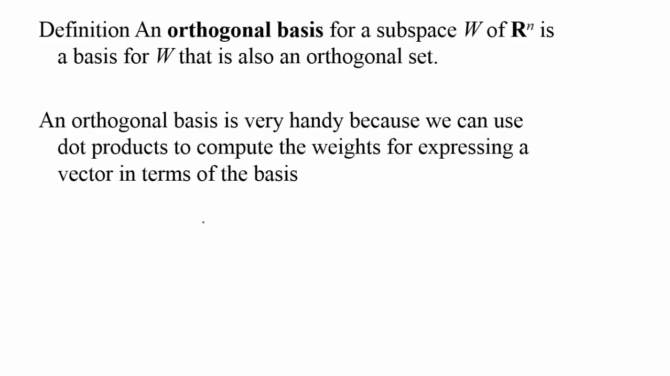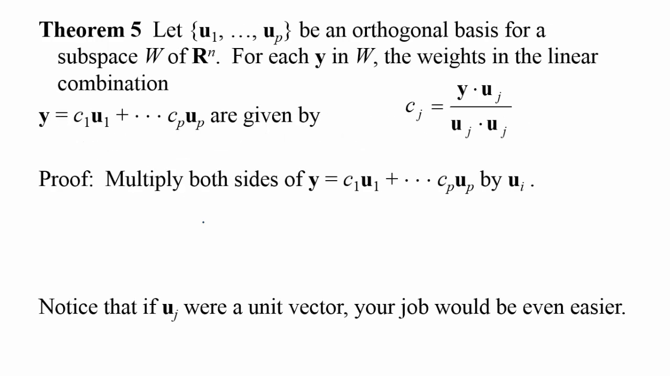One reason we like to have orthogonal sets is for orthogonal bases. If we have a basis for a particular subspace and all the vectors in that basis are orthogonal, it makes it really easy to write other vectors in terms of that basis, because we can compute the weights just by doing a dot product. So that's what theorem 5 says. Suppose we have an orthogonal basis. So we have a set of non-zero vectors, and each one is orthogonal to every other one.